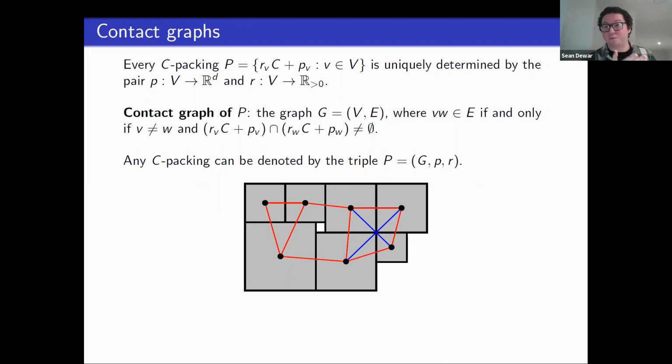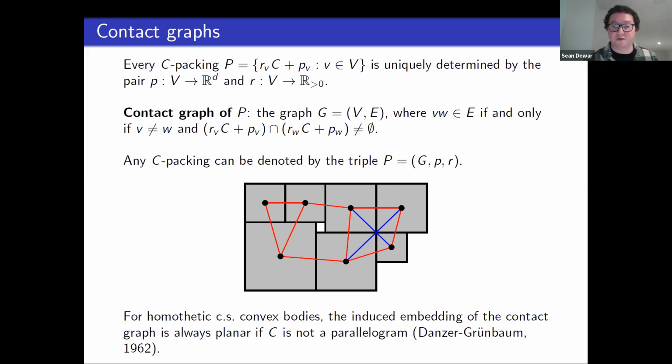Now, this could be a problem when we're doing stuff with convex bodies. But when we're dealing with centrally symmetric ones, fortunately, there's a nice result from Danzer and Grunbaum, which basically says that squares are the only ones where this is going to happen. So for every other one, if we think about how the contact graph is embedded into the plane from the packing, it will always be planar. So we don't have to worry too much about that sort of thing. Okay.